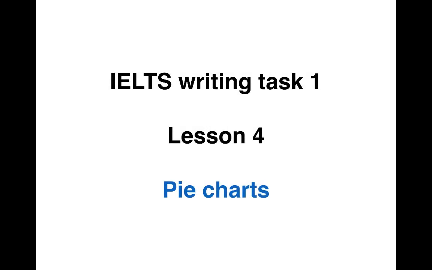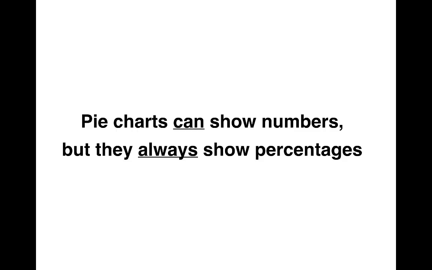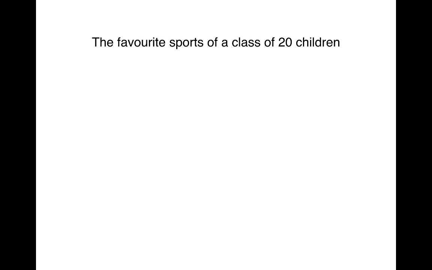IELTS Writing Task 1, Lesson 4, Pie Charts. Pie charts can show numbers, but they always show percentages. Let's look at an easy example using the following topic: the favourite sports of a class of 20 children.